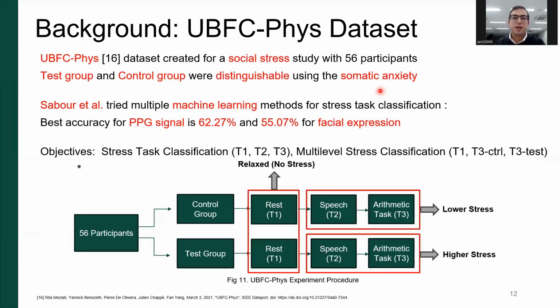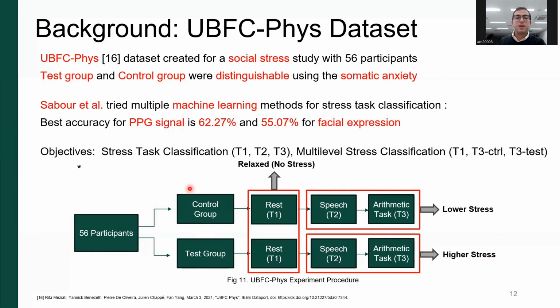For the dataset, we are using the UBFC-Phys dataset, which comprises 56 participants. We have 3 tasks: rest, speech, and arithmetic, and 2 groups. The control group has easier tasks, so they tend to have a lower level of stress. And the test group has more difficult tasks, so they are supposed to have a higher level of stress.